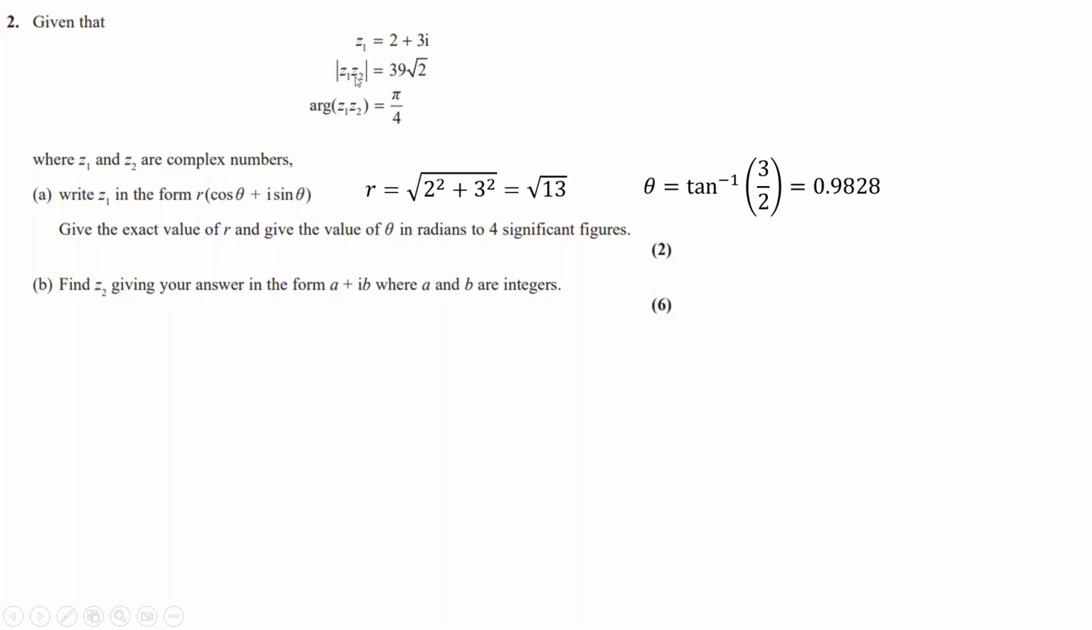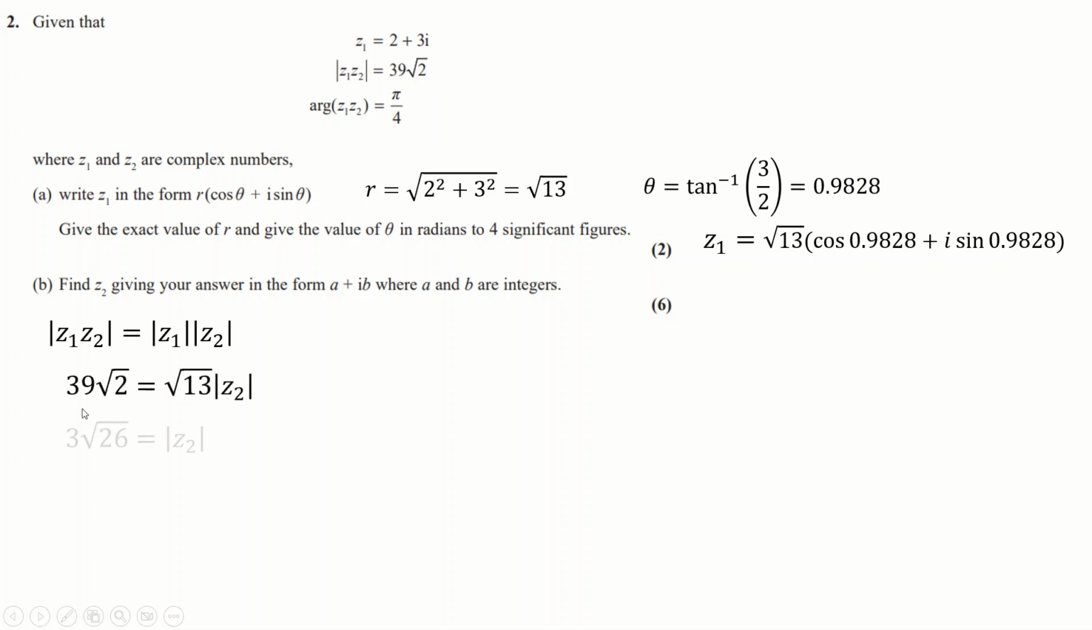Find z2. Now, there's a few ways to do this, but the easiest way I think is to say that the product of the two complex numbers modded is equal to the mods of the two complex numbers multiplied. Oh sorry, I forgot to write this out. So we can say that mod z1z2 is equal to mod z1 times mod z2. But of course we know mod z1 is what r is, so it's root 13, and we know this is 39 root 2. When you divide by that you get this, so we now know the modulus of z2.